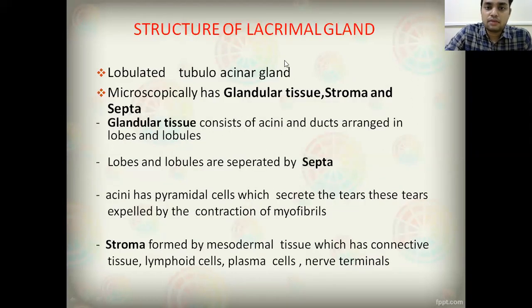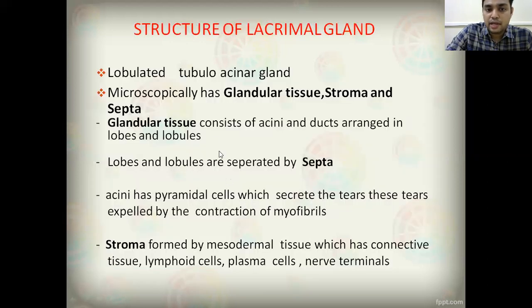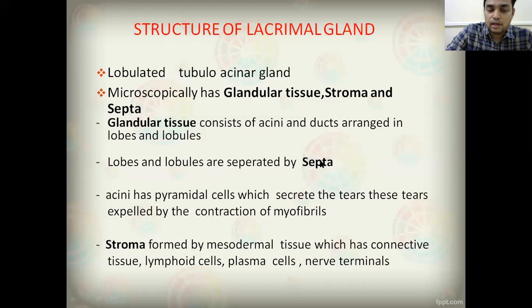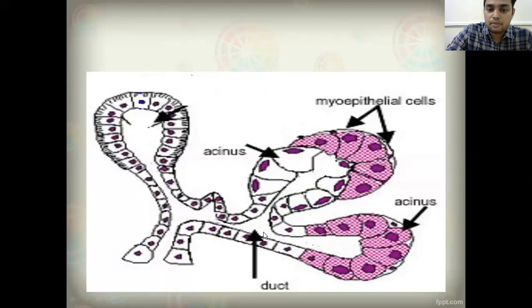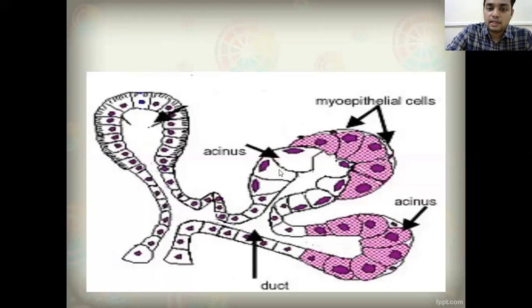Coming to the microscopic structure of the lacrimal gland, basically it is a lobulated tubulo-acinar gland. It looks like this. Microscopically it has glandular tissue, stroma, and septae. The glandular tissue consists of acini, which are arranged in the form of lobules. From the acini the ductules arise, and from the ductules the ducts are formed. These lobes and lobules are separated by septa, and the acini are pyramidal shaped cells. They help in secreting the tears from the lacrimal gland.